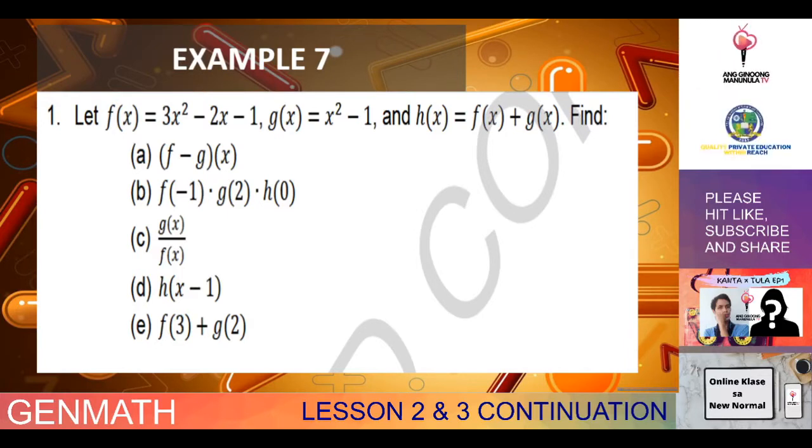So, let f(x) is equals to 3x squared minus 2x minus 1, g of x is equals to x squared minus 1, and h of x is equals to f of x plus g of x. So find f minus g, f of negative 1 times g of 2 times h of 0, g of x over f of x, h of x minus 1, and f of 3 plus g of 2. So isosolve natin yan, gamit yung mga operations of functions na given dito.